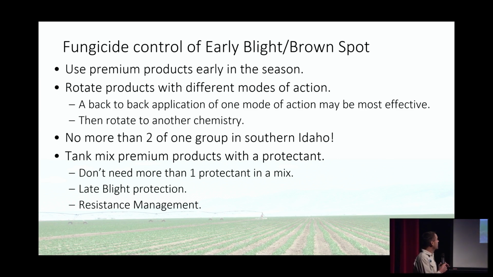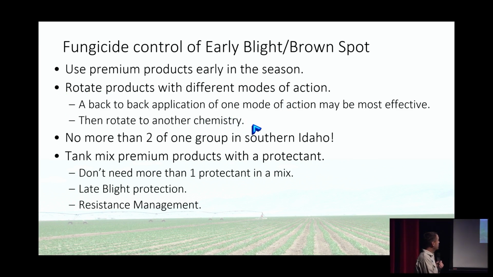So again, fungicide control, third light brown spot. We find it's best when you use those premium products up front. And then after you use those up front, rotate to a different mode of action, a different group of fungicide. And we'll talk about what those different groups are here in a little while.